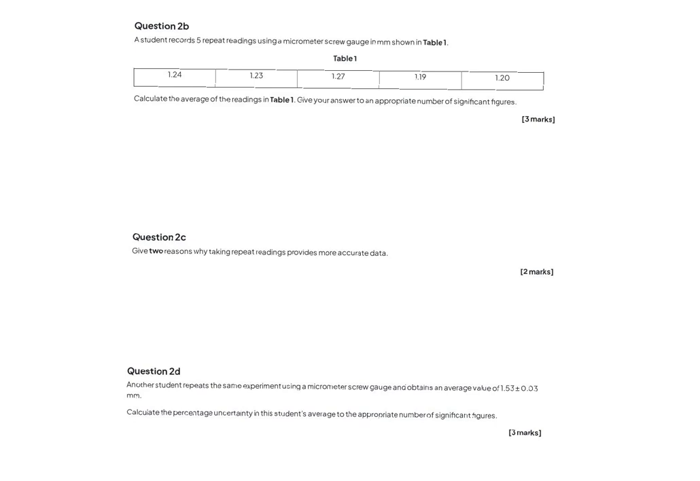Question 2b. A student records 5 repeat readings using a micrometer screw gauge in millimetres shown in Table 1. Calculate the average and give it to an appropriate number of significant figures. So hopefully you remembered how you calculate an average. We are going to add up all of these. If you add up all of those, you should get 6.13.